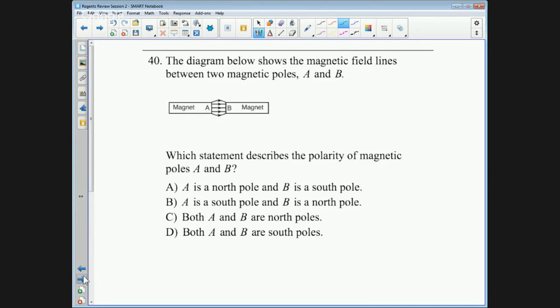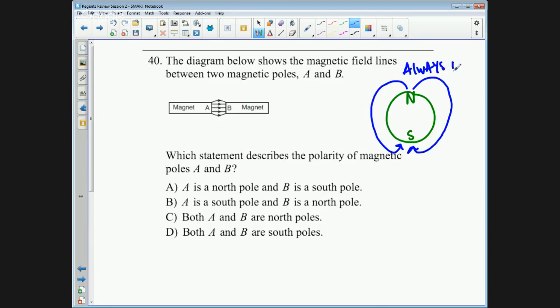Okay, for number 40, here's a magnetism question. Which statement describes the polarity of magnetic poles A and B? If we're talking about a pole, here's the North Pole, here's the South Pole. The magnetic field lines always come out of the north into the south. This is always true, okay? Since the lines are coming out of A and into B, the only one that makes sense is A. A is the North Pole and B is the South Pole.